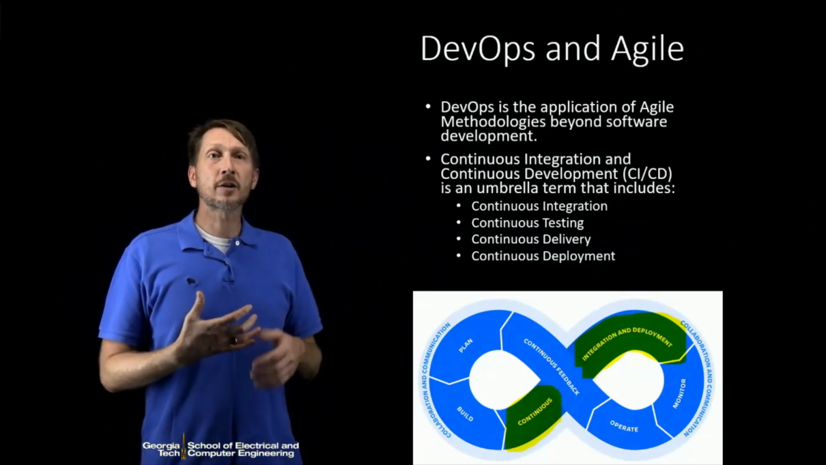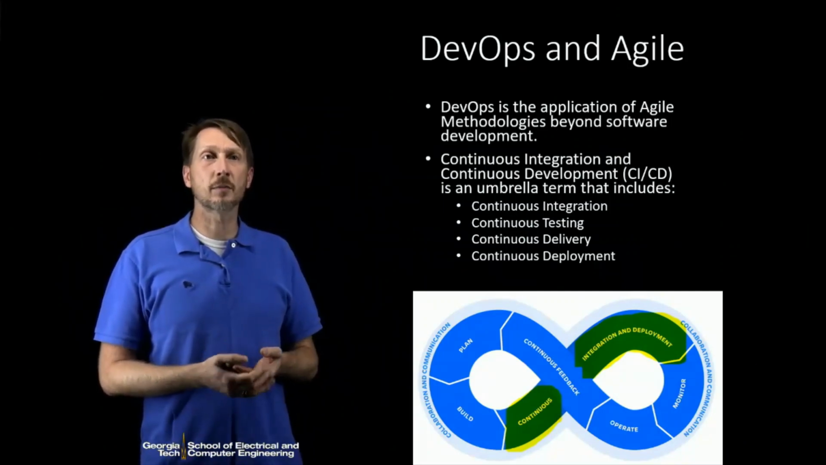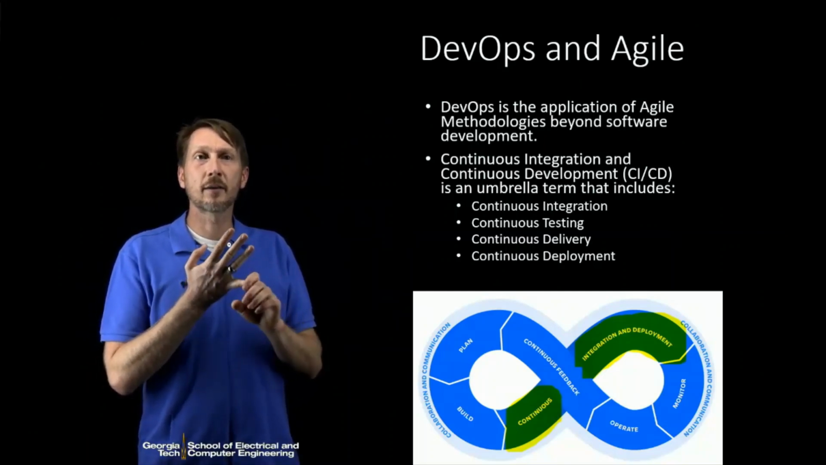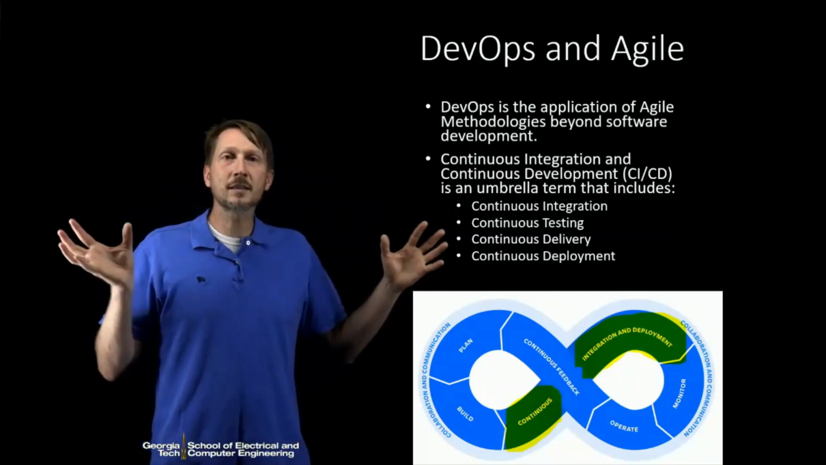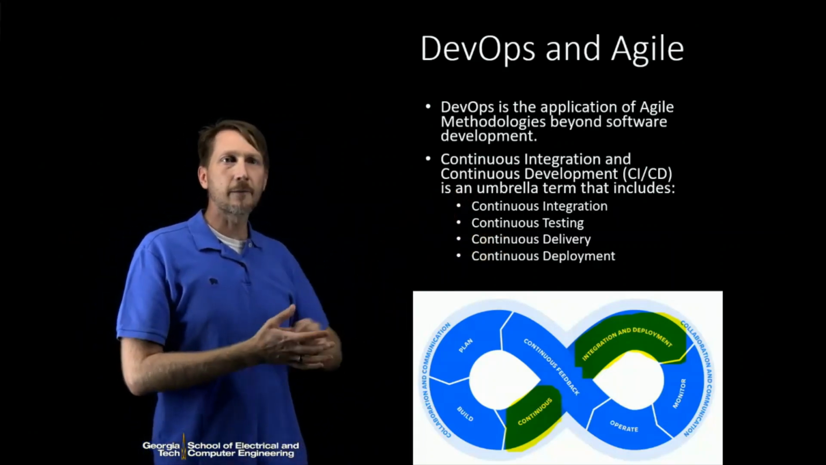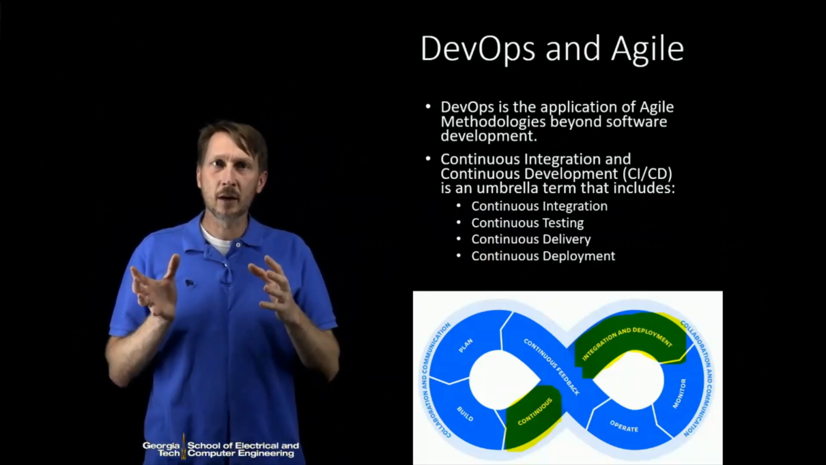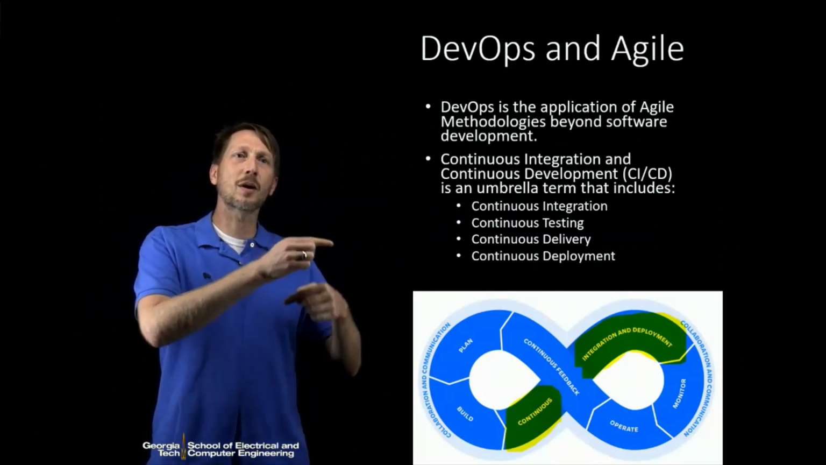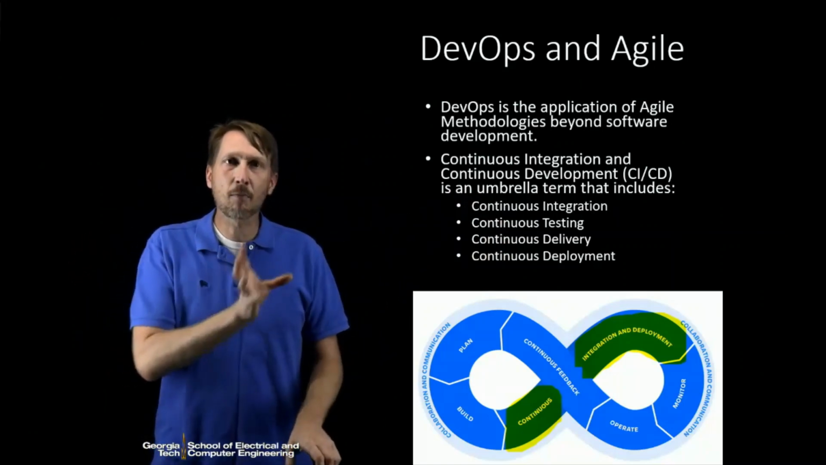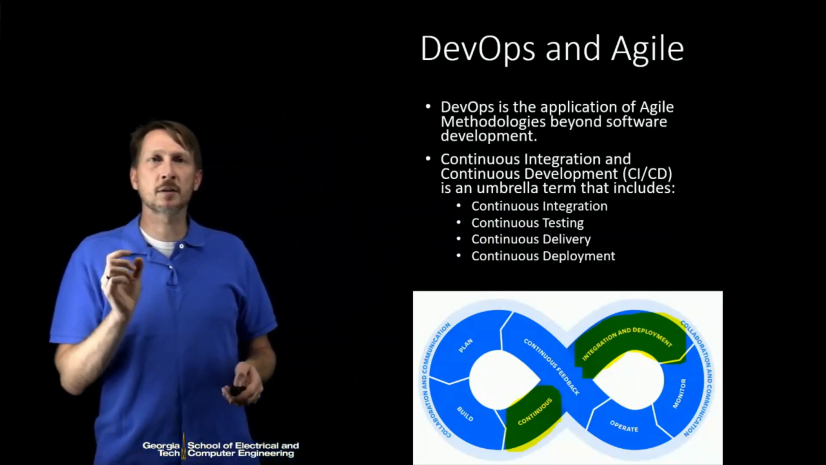So continuous integration, continuous development, oftentimes called CI/CD, is an umbrella term that includes continuous integration, testing, delivery, and deployment. So all of these things combined go into this highlighted region of the infinity, where we are taking a product that we've created and we are doing integration, testing, delivery, and deployment on a small change basis and pushing out small changes to the software base.